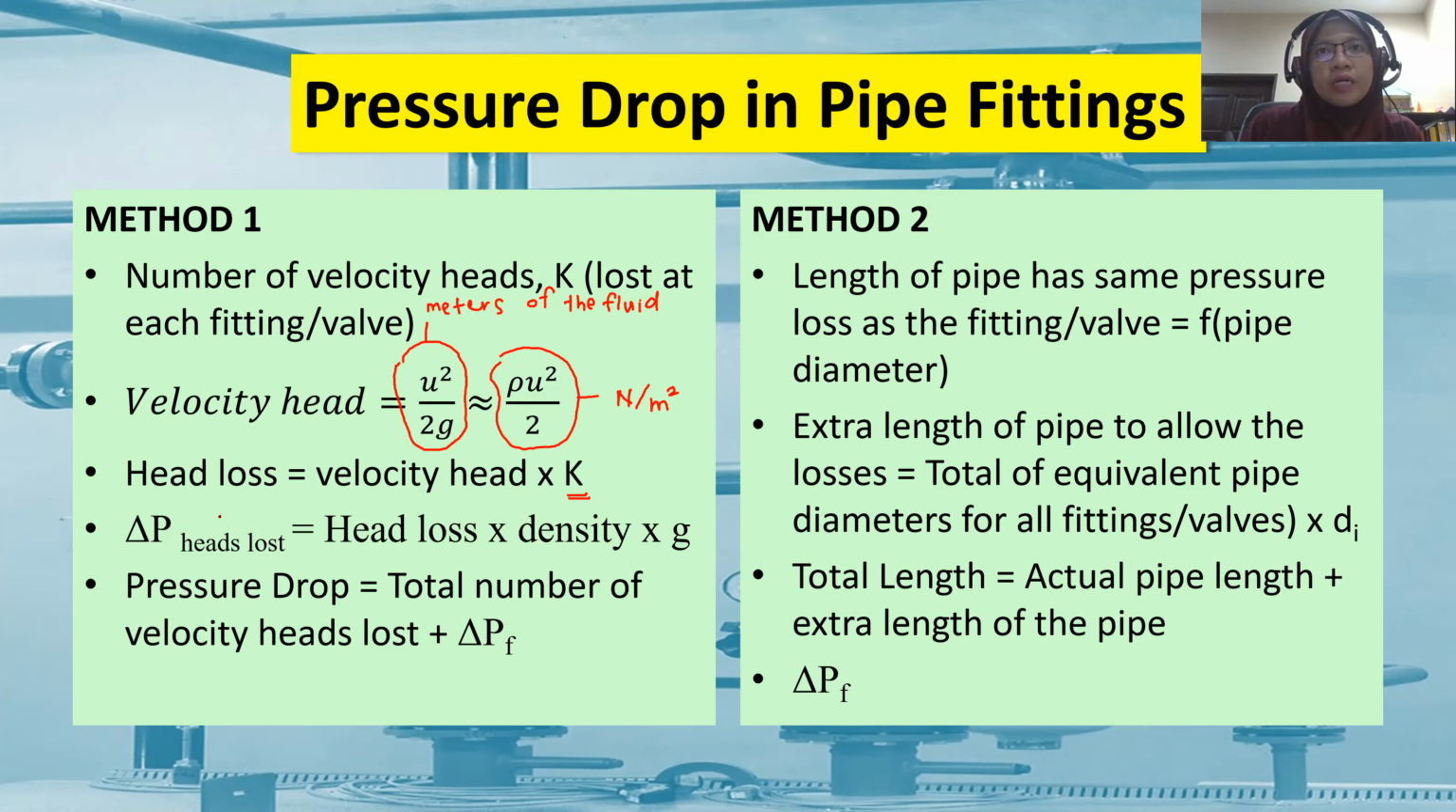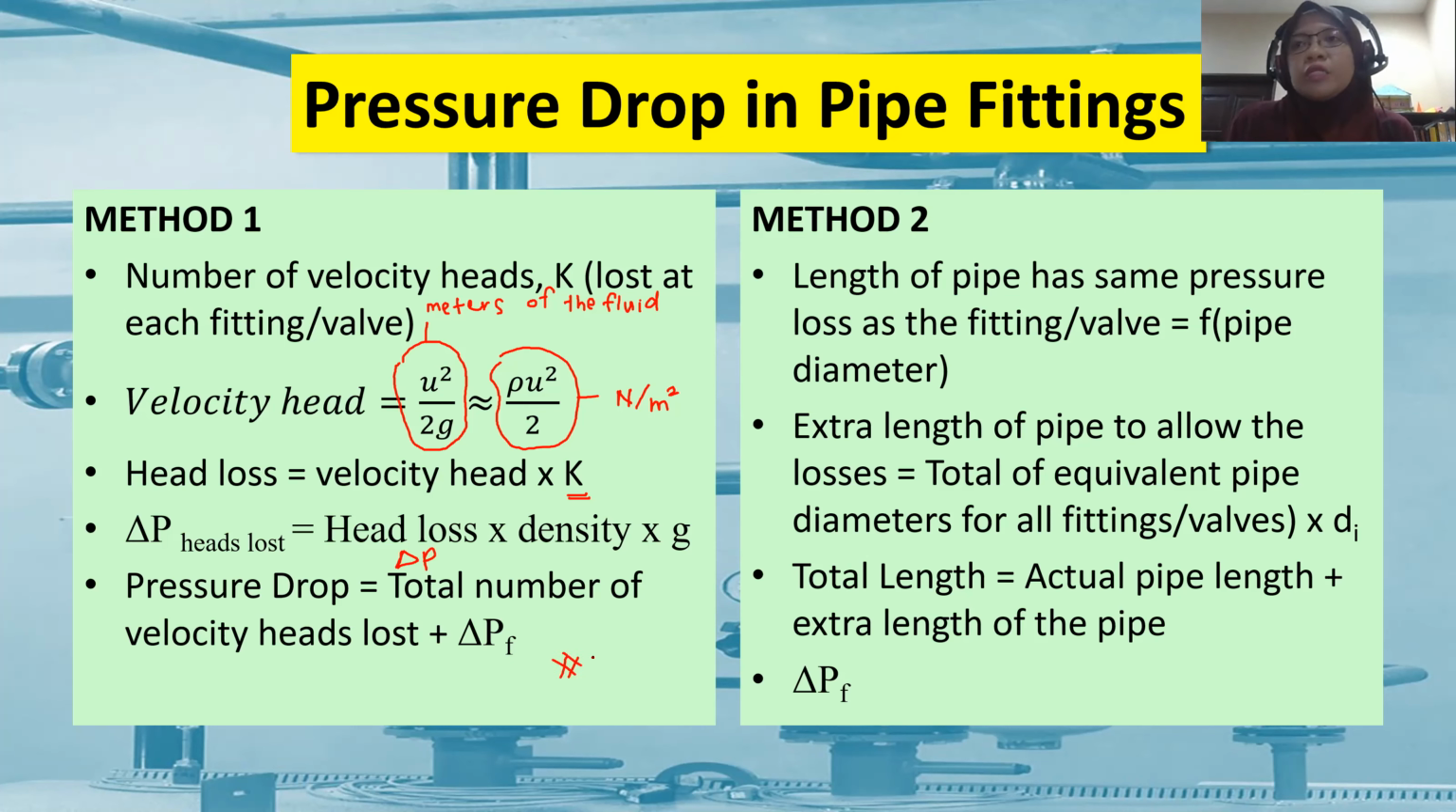Then next we proceed to calculate the pressure drop due to the head loss. We multiply the head loss that we get from the previous step by density and by the gravity acceleration. Then at the end we calculate the pressure drop by adding the total number of velocity head losses, that is the pressure drop of the total number of velocity head losses, plus the pressure drop due to friction. Okay, that's it, done for method one.